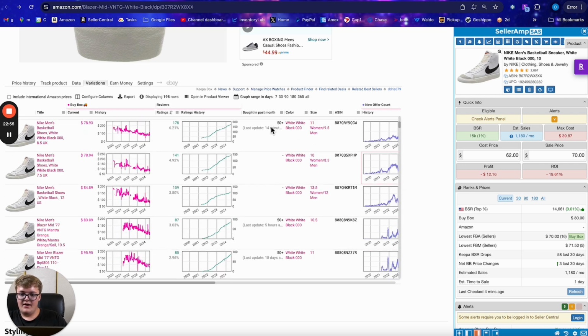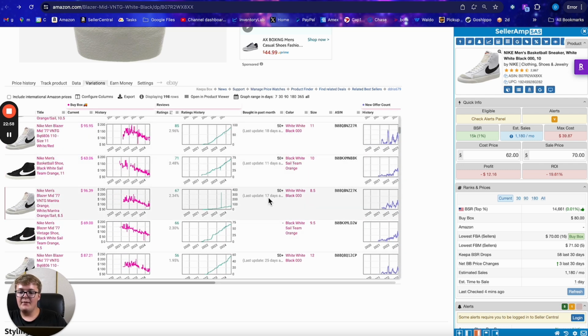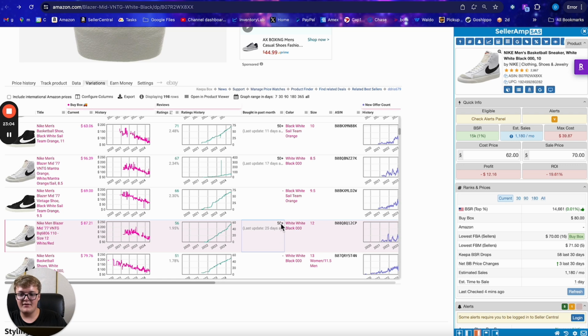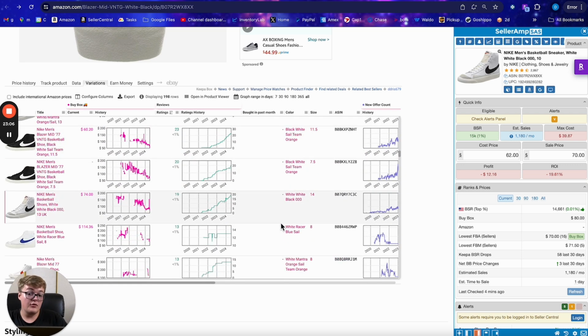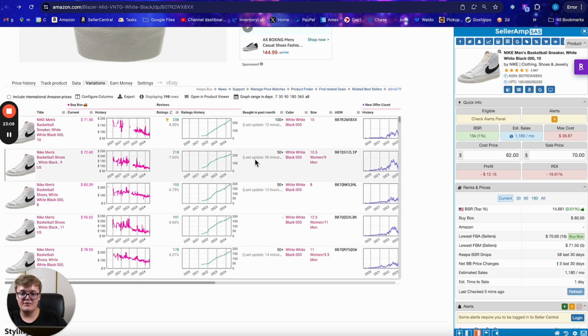A good tip for that, if it wasn't updated within the last 7 days or couple days, I wouldn't really pay attention to it. Like this was 25 days ago that said it's bought 50 plus in the last month. Who knows what that looks like now? I prefer to just buy it if it's updated in the last couple minutes or in the last couple hours.